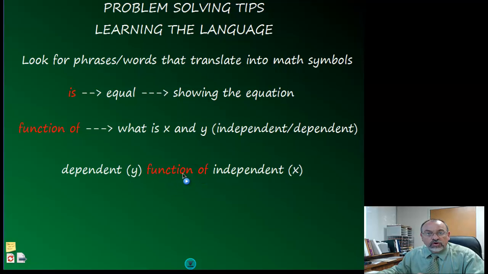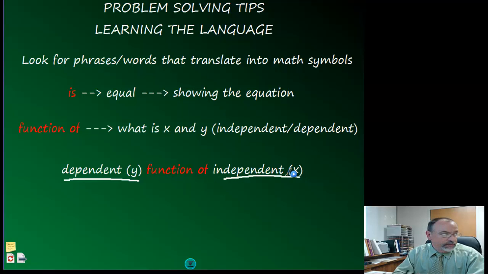Whenever you see the phrase function of, what's immediately in front of it is going to be your y values or your dependent variables. So whatever they're describing in the problem, that is going to be your y. It might be talking about distance. It might be talking about cost. Say cost is a function of, or let's say the distance is a function of. So those quantities that they're talking about are going to be the y variable in your equation when you write it. What comes after the phrase function of is going to be your independent.